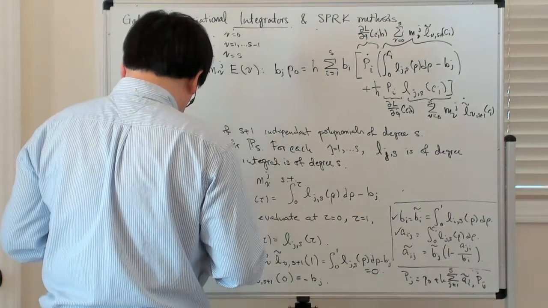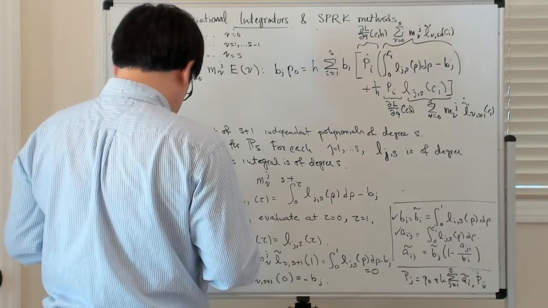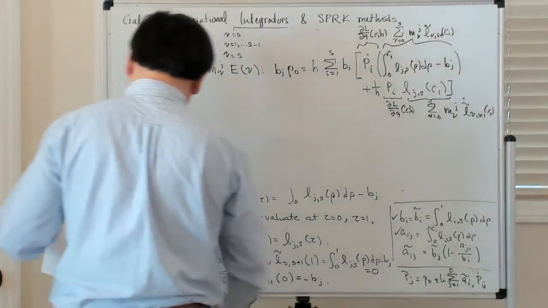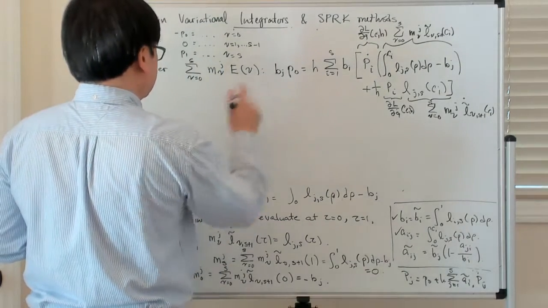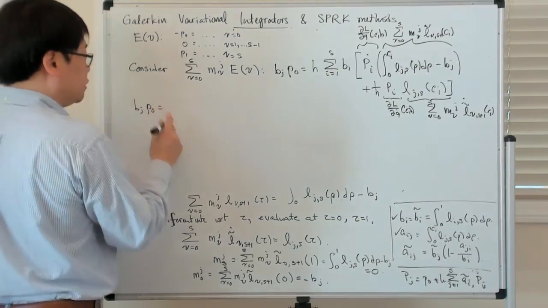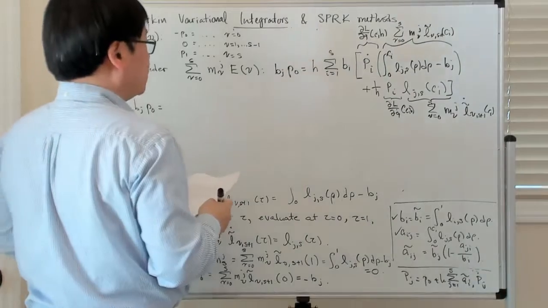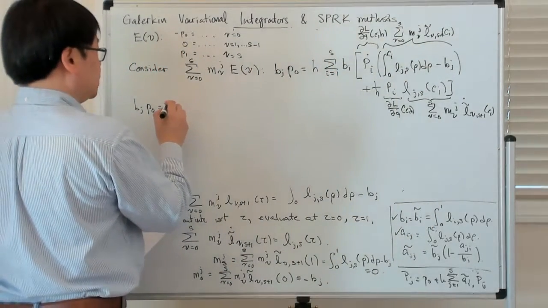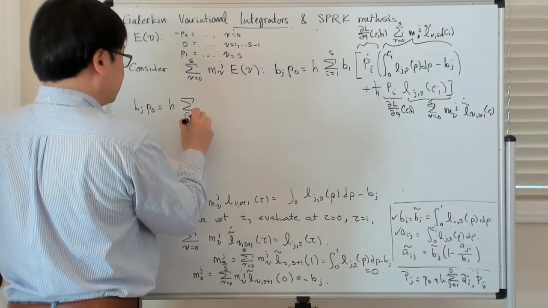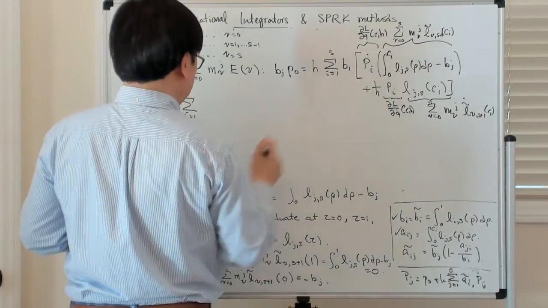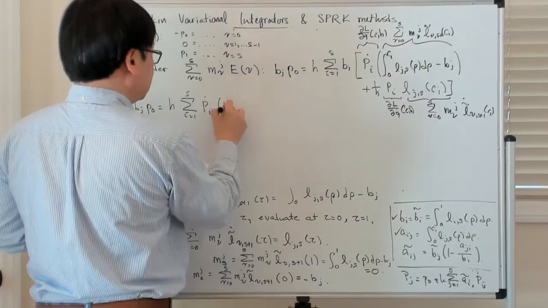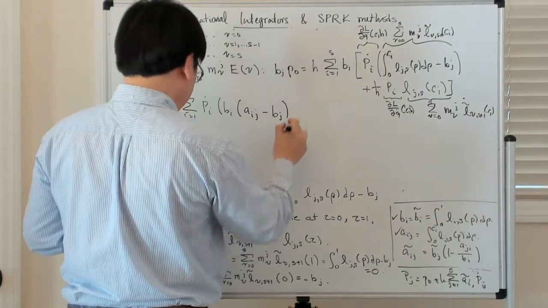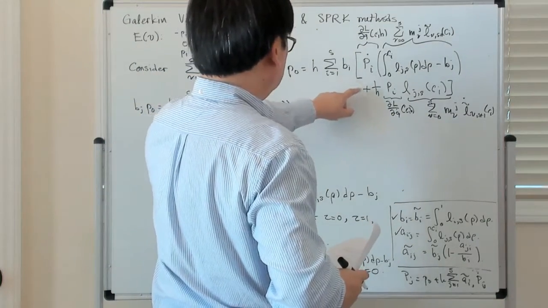When the dust settles, what you end up getting is the following. Okay, so let's try to recap. You have bj p0 is equal to this thing here, but this, of course, is aij, right? So h, the sum from I equals 1 to s. I'm going to put the bi in, so you have pi dot bi multiplied into aij minus bj. Okay, so far so good. And then you have this stuff here.